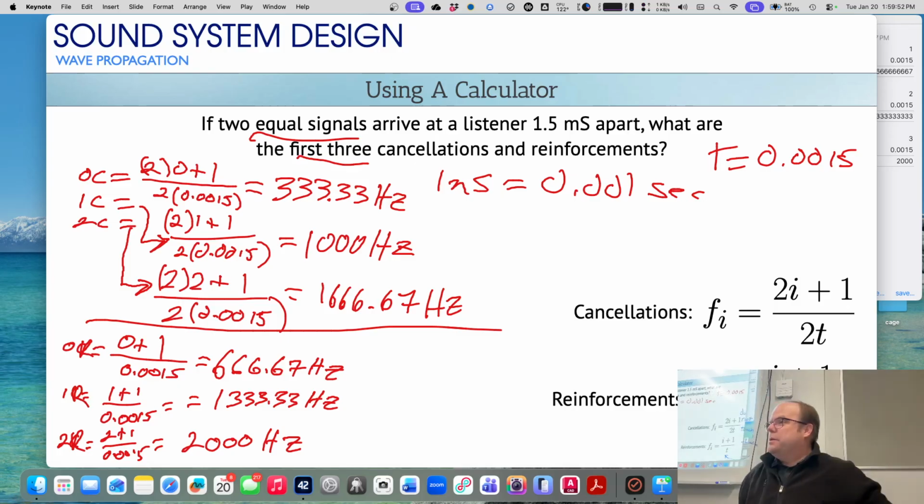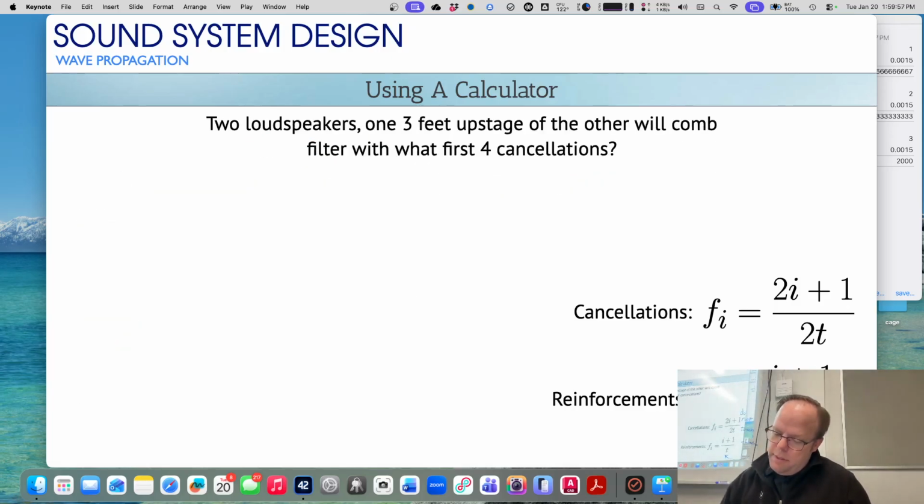All right, I got more of these. You want to do another one? Sure. Why not? Okay, here's another one. So you got two loudspeakers. One is 3 feet upstage of the other. In other words, 3 feet farther away from the audience. They will comb filter with what first 4 cancellations? So what would be the first 4 frequencies canceled out in that scenario if you just play the same sound out of 2 speakers and they arrive at the ears 3 feet apart from each other?